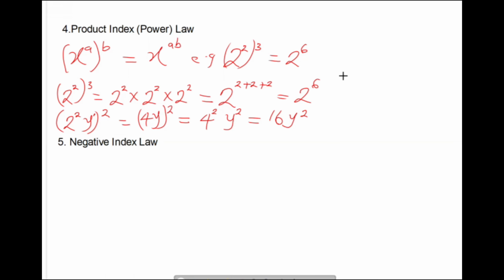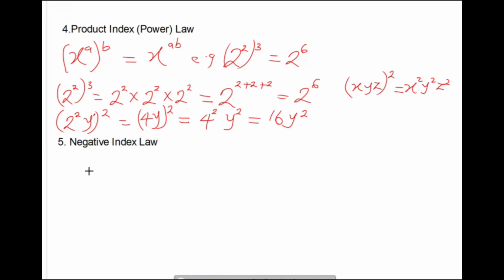So what I'm trying to say is, if I say xyz all to the power of 2, what I'm saying is that every variable inside this bracket owns this power of 2: x to the power of 2, y to the power of 2, z to the power of 2. That's what this means. That is the meaning.